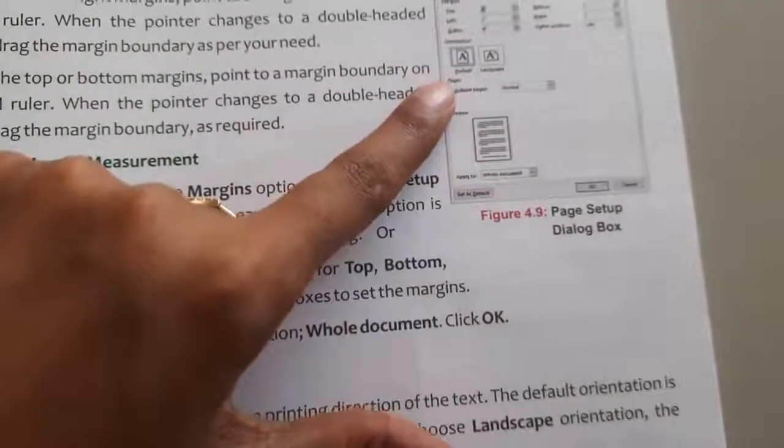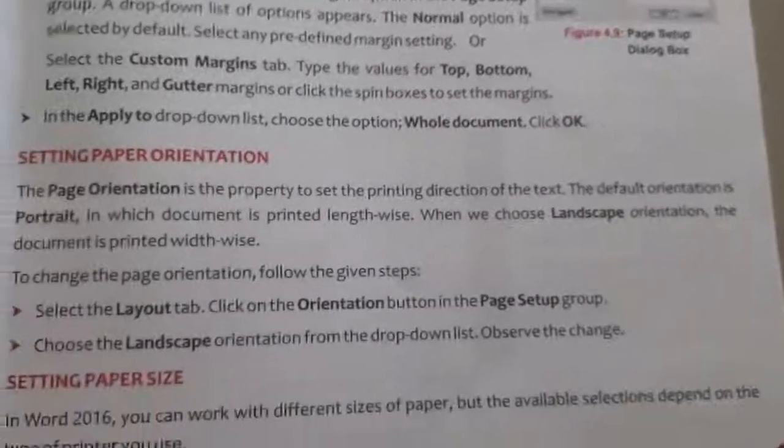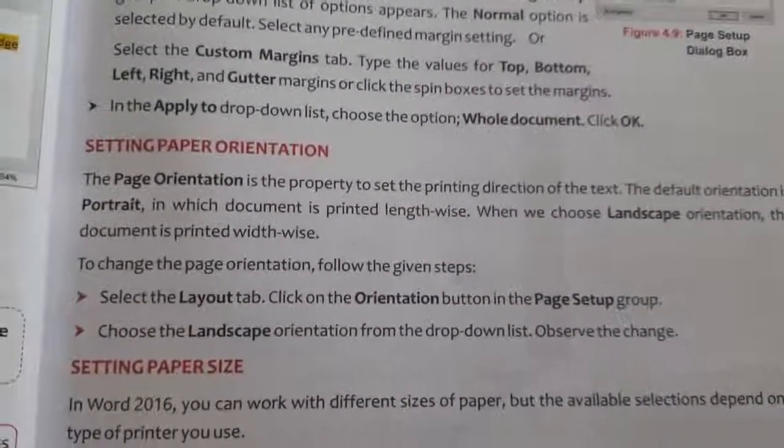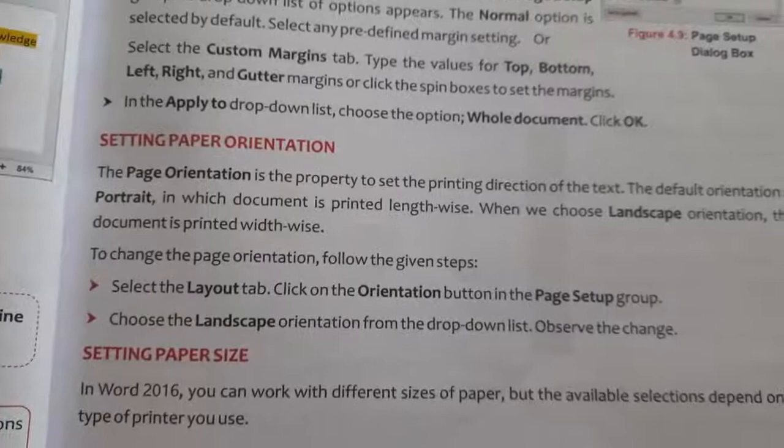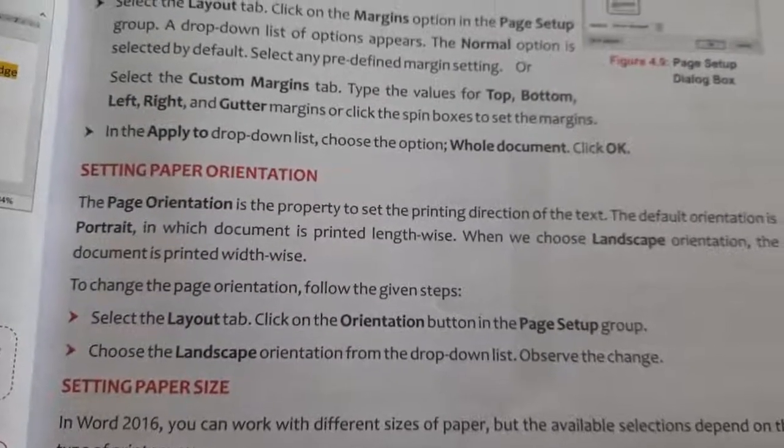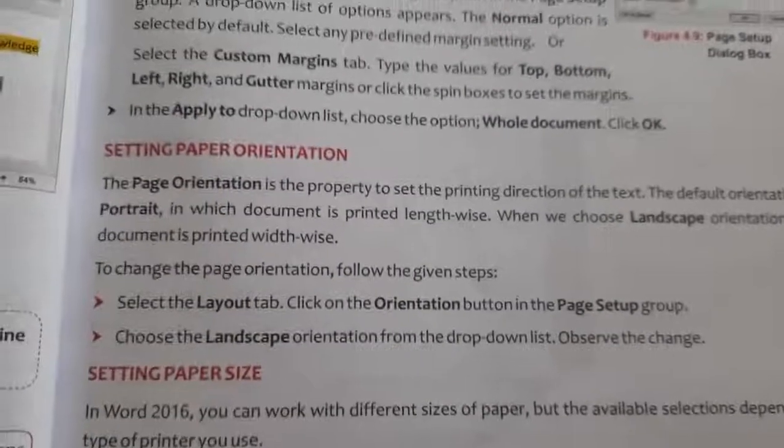As I have shown you here, this is the Orientation option. So from here you can choose the Orientation button in the Page Setup group and then choose the landscape orientation from the drop-down list and observe the change.